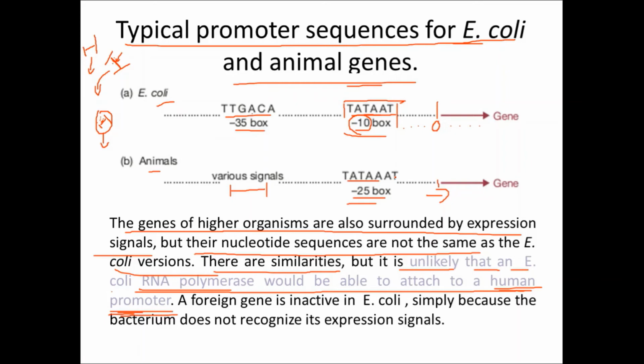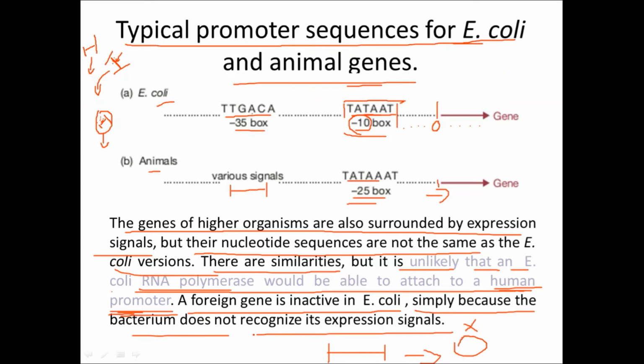A foreign gene is inactive in E.coli simply because the bacterium does not recognize the expression signals. It's an important point. If the eukaryotic gene is not expressed in E.coli, that indicates the bacterium does not recognize the expression signals. This is the main important point. So a typical promoter is needed, whatever kind of genes you are going to use.